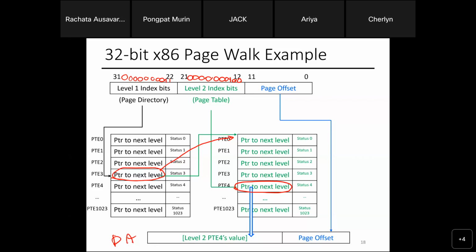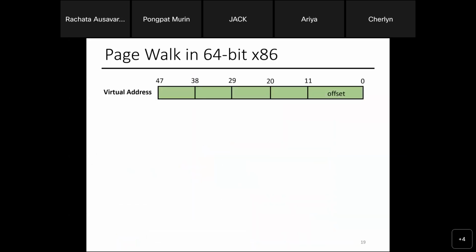Okay, so any additional questions about the 2-level design? Okay, let's proceed on to it. Now in the 64-bit machine, the offset bits look the same, because it's a 4 kilobyte page, right? Then for each level, instead of 1024 entries, you're going to have 512 entries, so you need 9 bits per level.